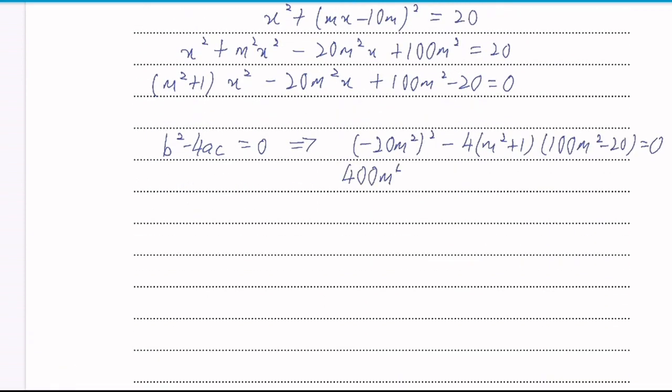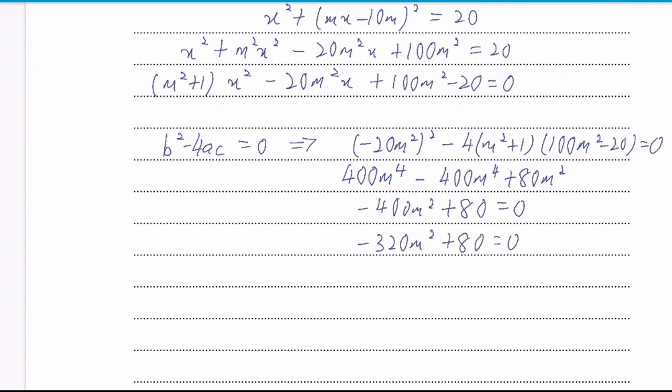So this is 400 m to the power 4 minus, we really have to do this carefully. So we get 400 m to the power 4, and we have 80 m squared, and minus 400 m squared, and then the last term is plus 80 equals 0. So it's not too bad, this is negative 320 m squared plus 80 equals 0, which means m squared is 1 over 4. So the m here is plus minus 1 over 2.